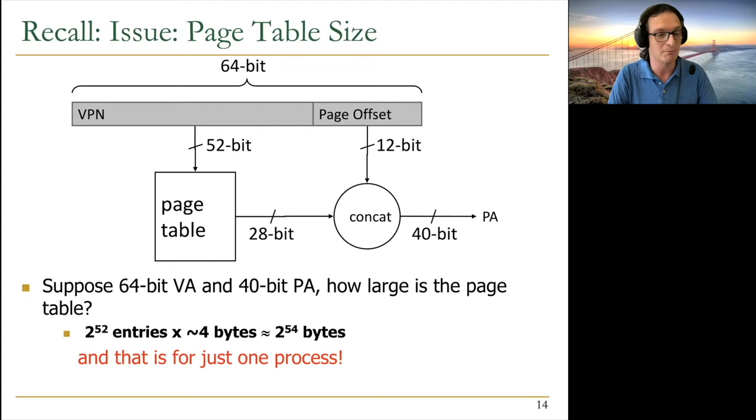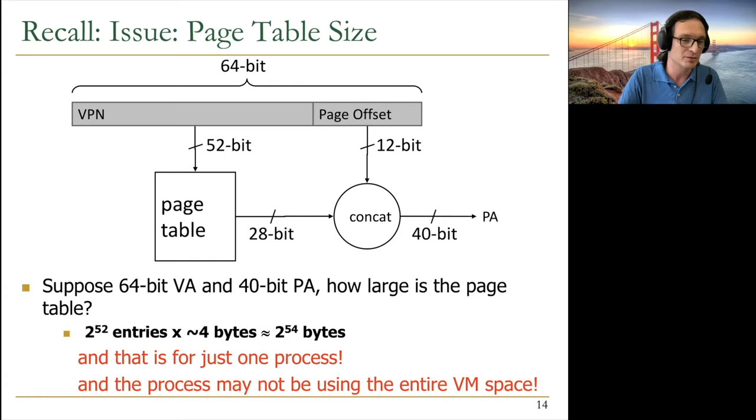As I said, each process has its own page table. And the process may not be using the entire virtual memory space. So even though it has access to 2^64 addresses, it may be using a very small fraction of it. But the way we describe the page table, you still need to store every translation for every virtual page number. So this essentially doesn't work in existing systems.